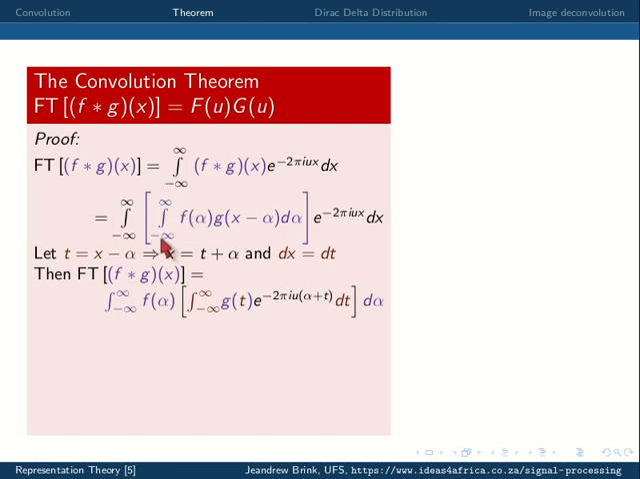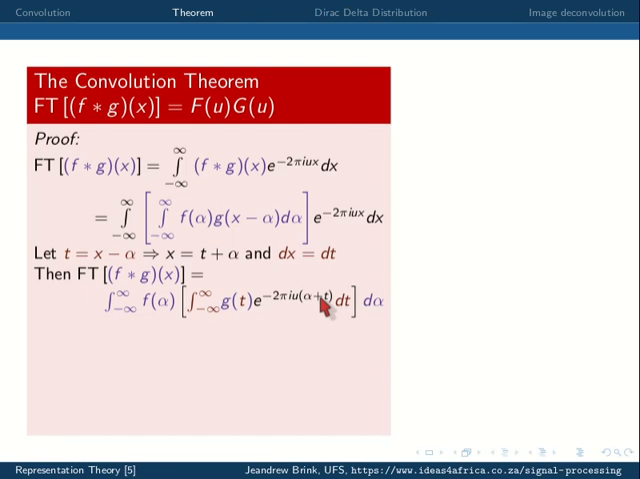So we took the integral from minus infinity to infinity of f of alpha outside of here, and we put the alpha outside. And then we are left with the integral from minus infinity to infinity over x, but that's now going to be an integral from minus infinity to infinity over t. And we've replaced this g of x minus alpha with g of t. And our exponent, e to the minus 2 pi i u x, is now e to the minus 2 pi i u times alpha plus t. Okay, so it's just a direct substitution in.